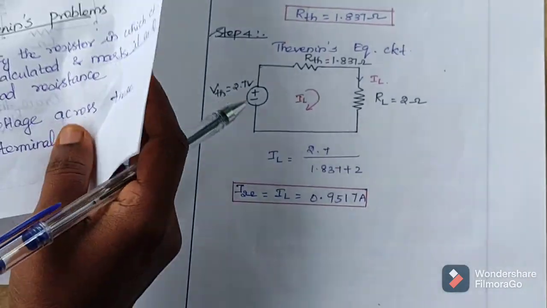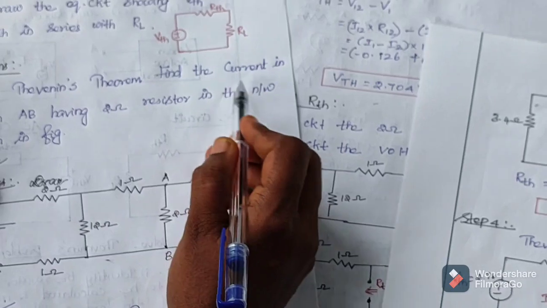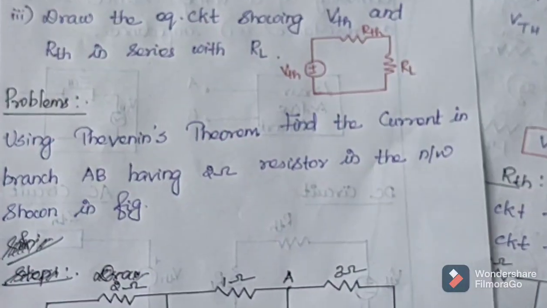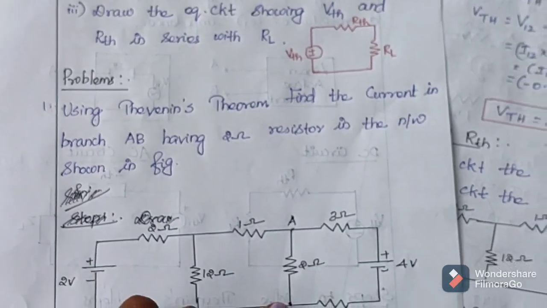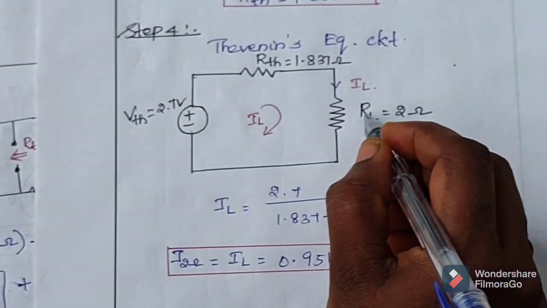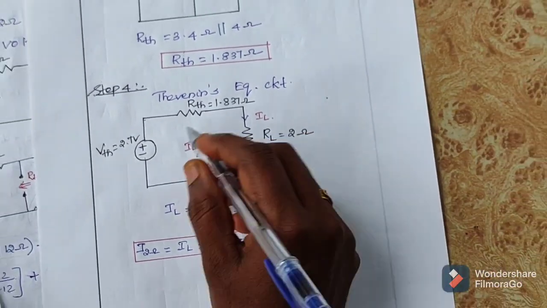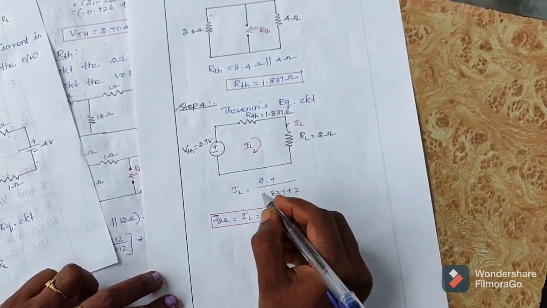Okay, but in our problem they ask to find the current in branch AB. They have asked to find the current value across AB, right? So the one across which they have asked to find the current is your load resistance. The current flowing through the load resistance is the load current. Okay, so we take the current flowing through this as the load current. So we need to find the current value across this.